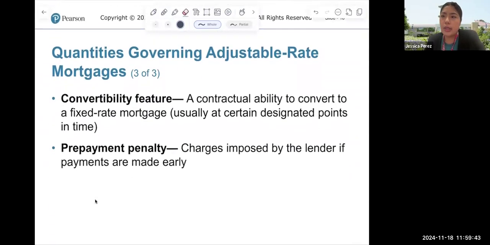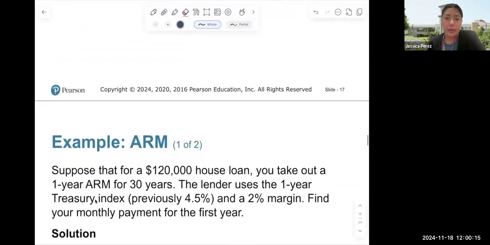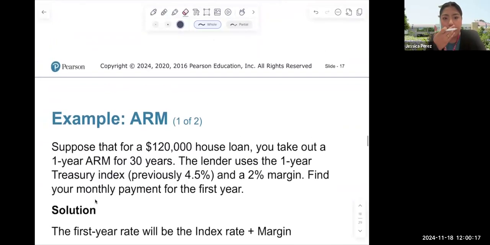So the continuation of these definitions are convertibility feature, which is a contractual ability to convert to a fixed mortgage, usually at certain designated points in time. There's also the prepayment penalty, which are charges imposed by the lender if payments are made early. So this is interesting. They can charge you if you finish your payment within a smaller amount of time. Those are prepayment penalties.